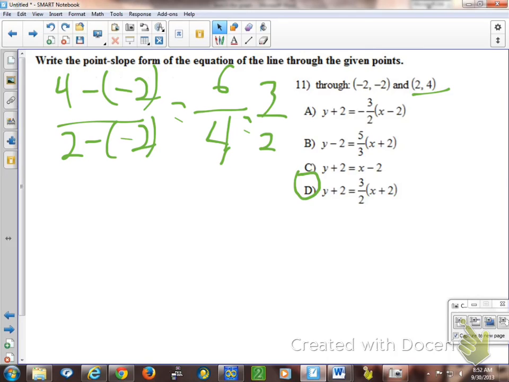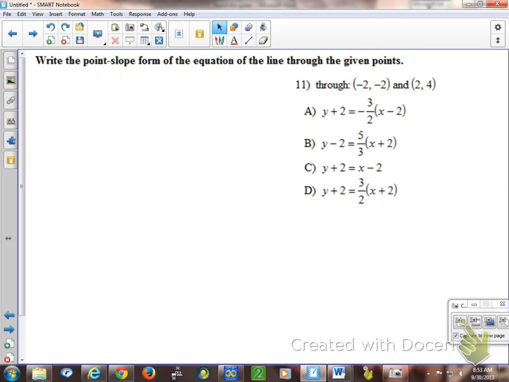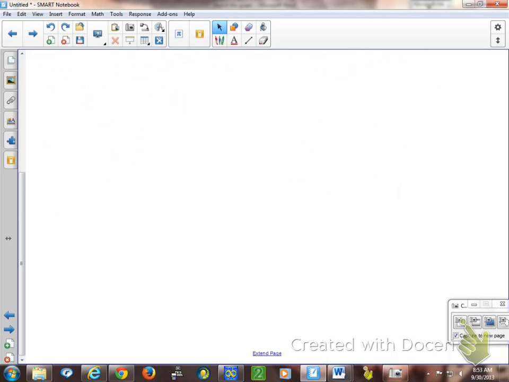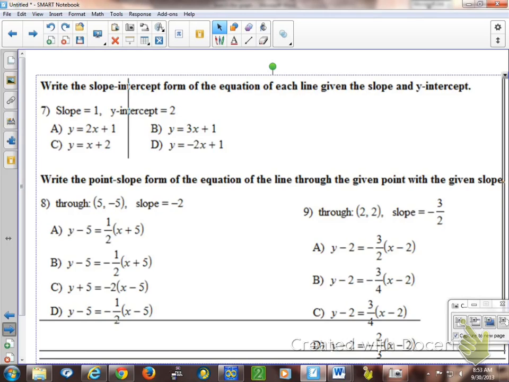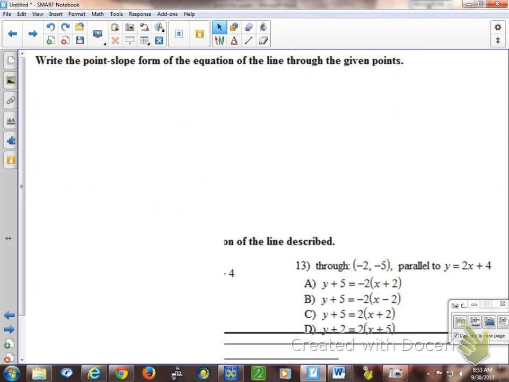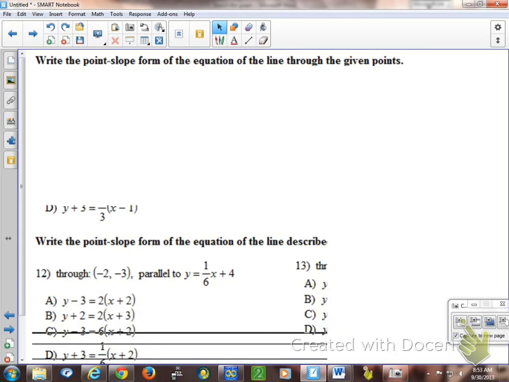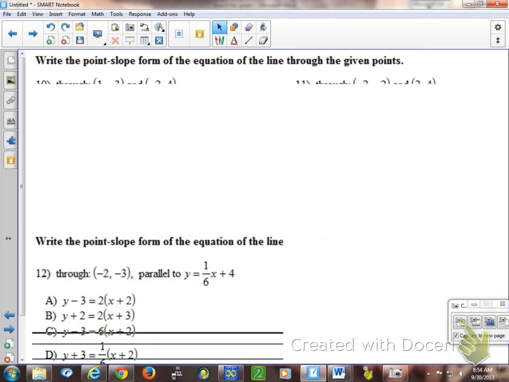All right, let's see. Let's move this box down. Wait, what? Undo. Back. What's happening? This box up. There we go. Number 12.